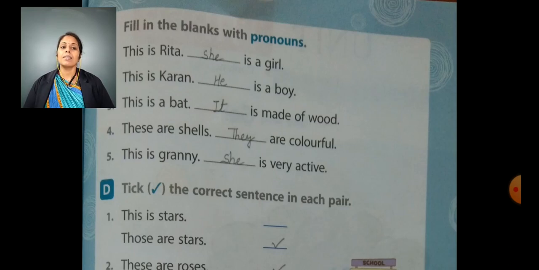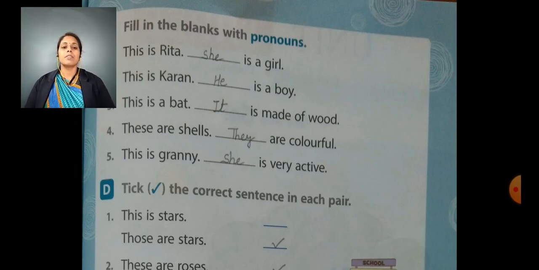Next, these are cells. These are cells. So this is used for more than one. Okay, when you see any noun that is in a number more than one, there you can use the pronoun they. So these are cells. यहाँ पे cells की संख्या ज़्यादा है तो हम यहाँ पे they का यूज करेंगे. These are cells. They are colorful.